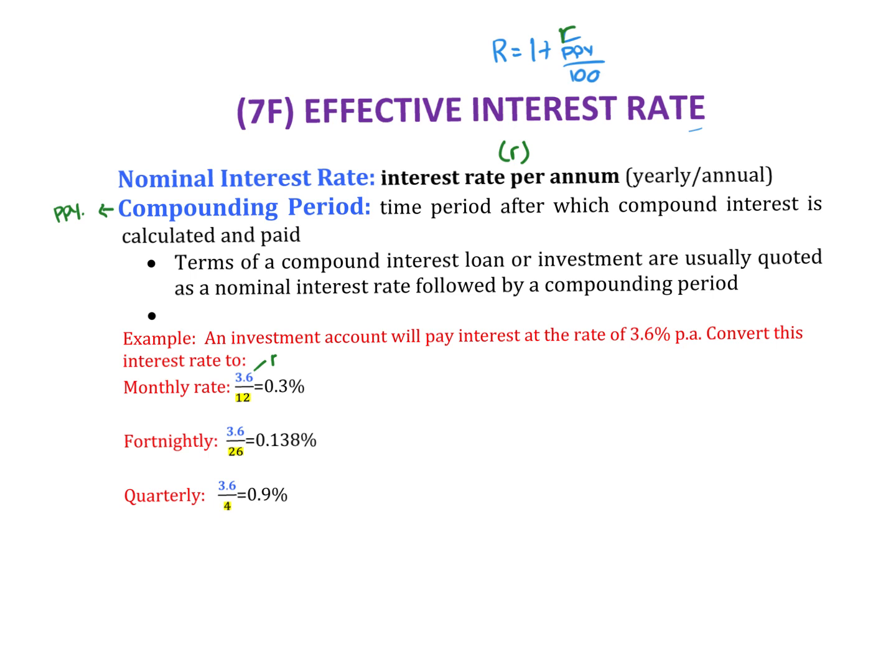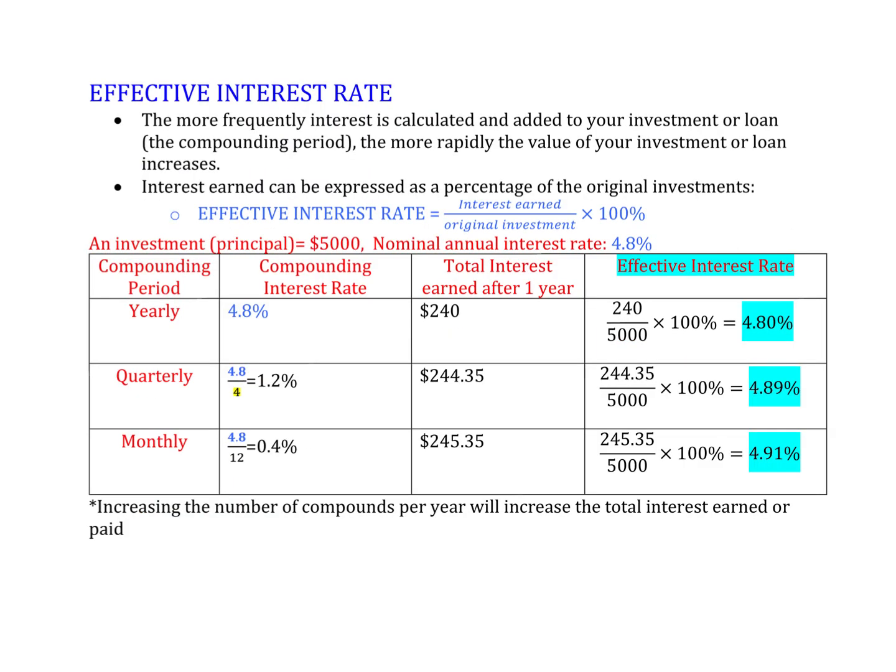So that's the same. So then if we had fortnightly, we'd do the per annum rate, and we'd divide by 26, and every fortnight we'd be adding that percentage on. So what you're going to see is the more frequently you compound it, the higher effectively the interest rate is. So let's have a look at that. Effective interest rate: the more frequently interest is calculated into your investment or loan, the higher the effective interest rate is.